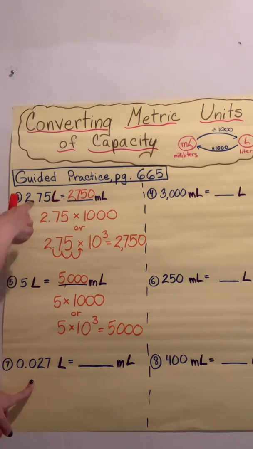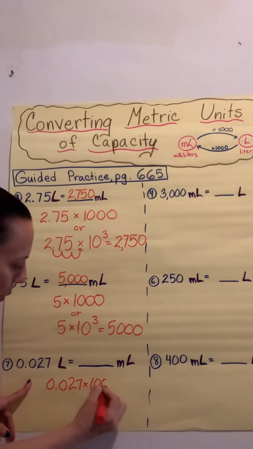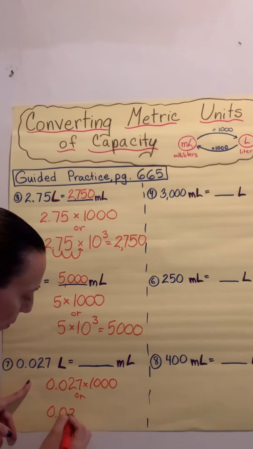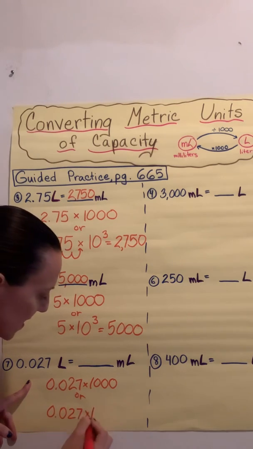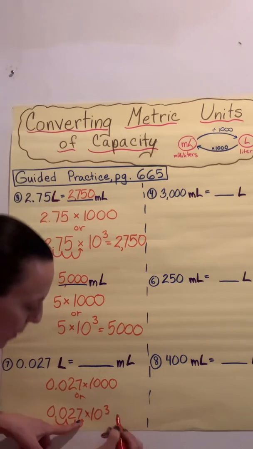0.027 liters. Just like the first one, that means I am doing 0.027 times 1,000, or 0.027 times 10 to the third power. That means I am moving this decimal point 3 places to the right. 1, 2, 3. Oh, it ends up right at the end of the number. I don't need to annex any zeros.